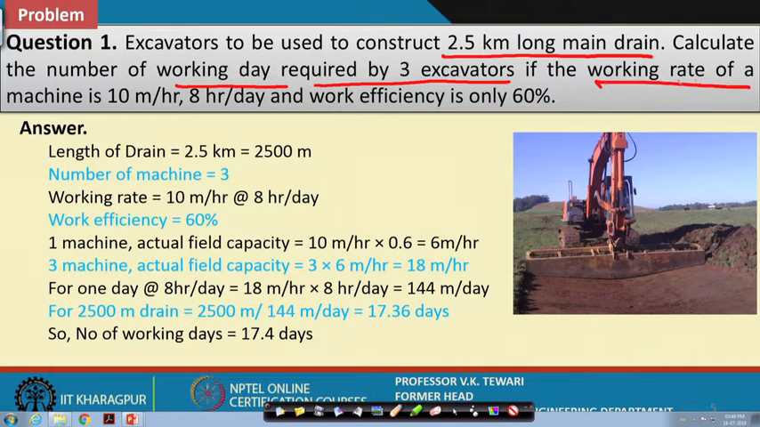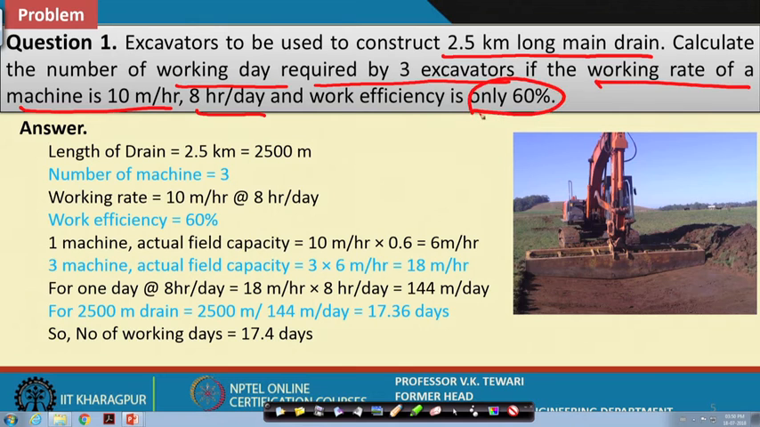The working rate of a machine is 10 meter per hour, that means the excavation is taking place at 10 meter per hour per unit of time, and it works for 8 hours per day. We always take 8 hours per day in the calculations, but in actual situation it does not happen. If you are a manager or a shift engineer, you will find that the effective time that we get is about 6 hours or so. But for the purpose of this particular numerical example, we would like to take 8 hours per day.